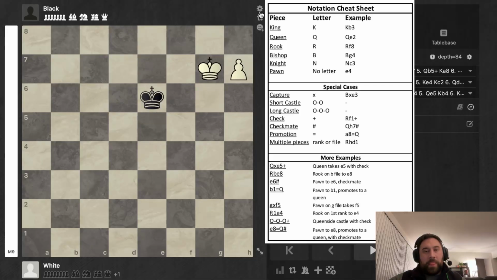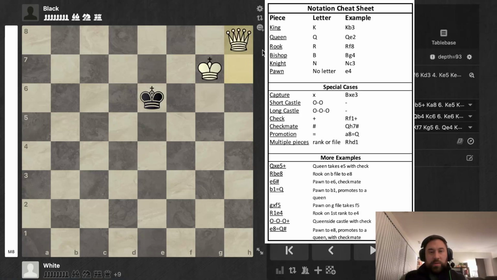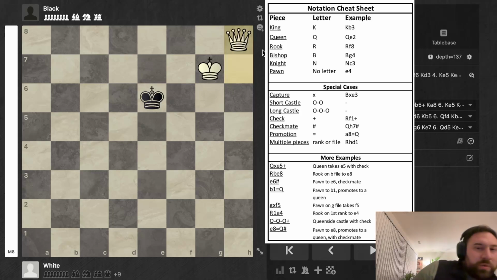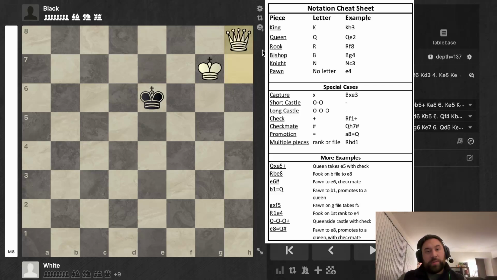Okay. Next example is going to be white to play, and white plays this. So we go here to here. h8 equals q. So h8 promotes to a queen. Right? That's how we say that in normal person speak. Fantastic.